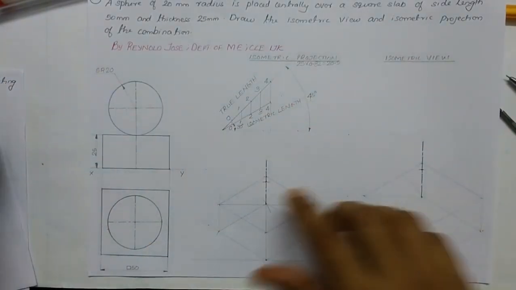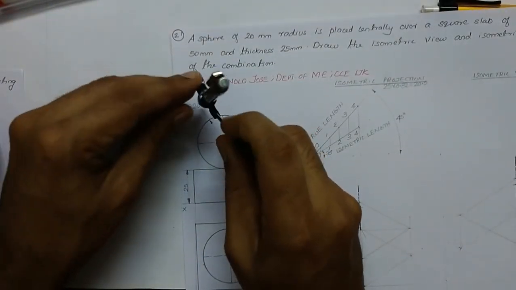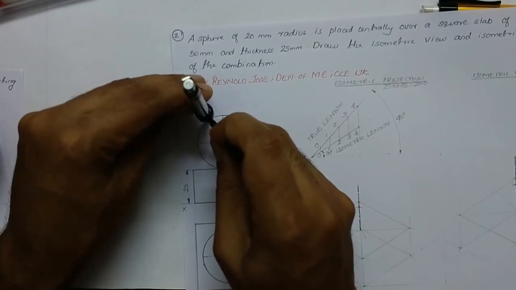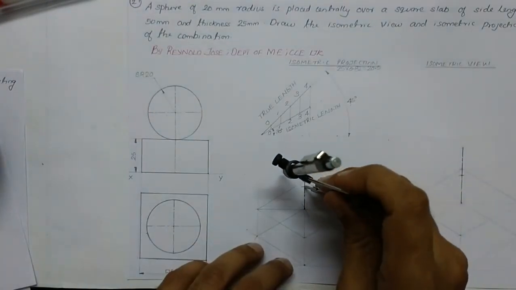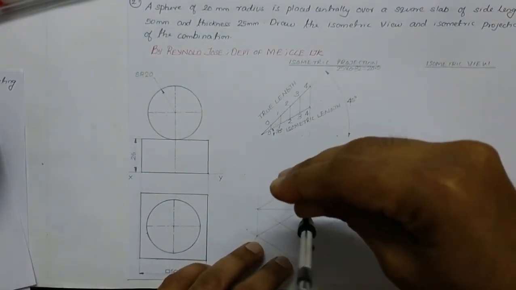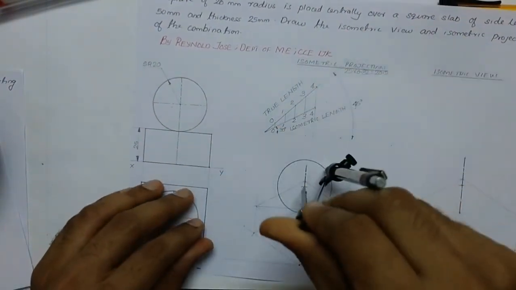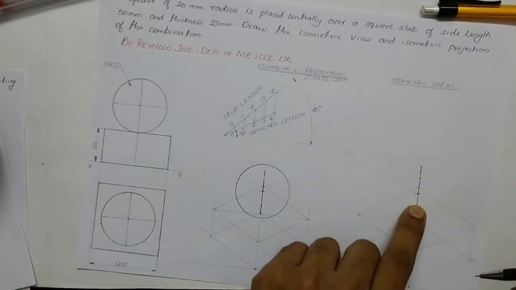So from this center, you have to take a radius of 20 in compass, and you have to draw a circle. So that will be the isometric projection of the sphere. So here I'm just drawing a circle, some thick lines. Again onto the right hand side.